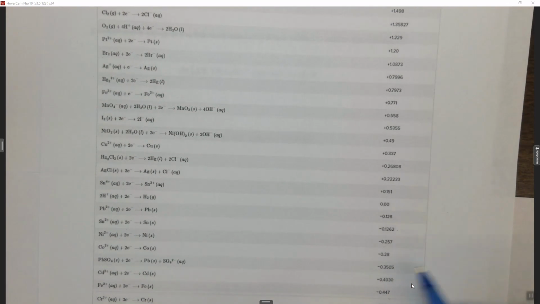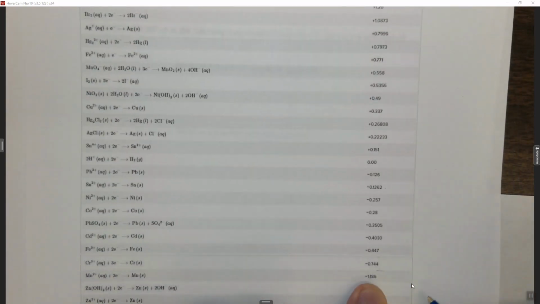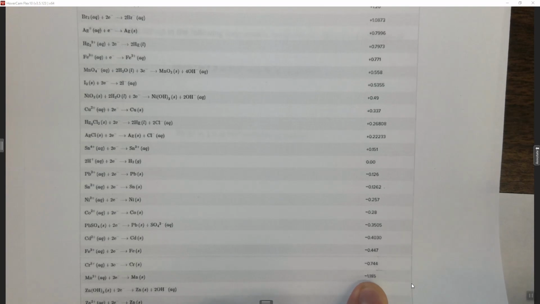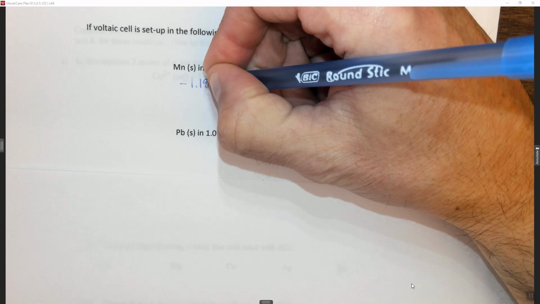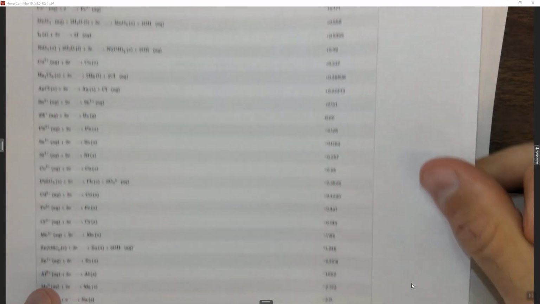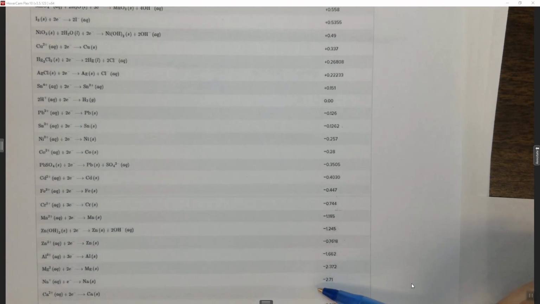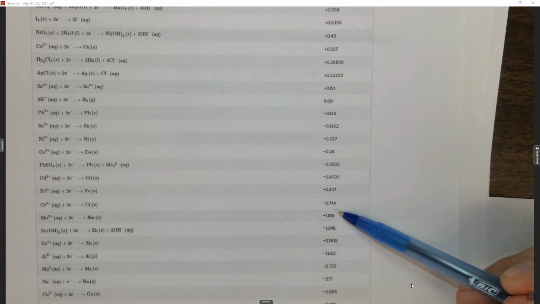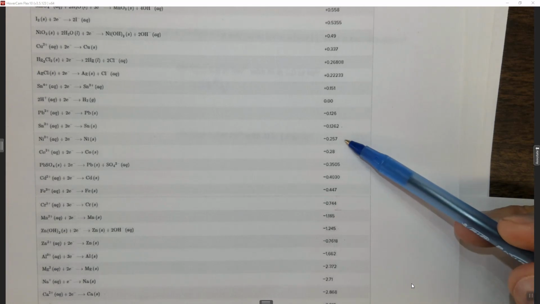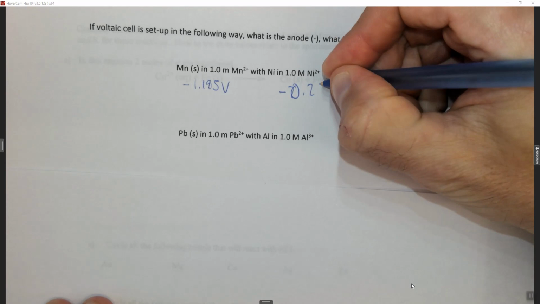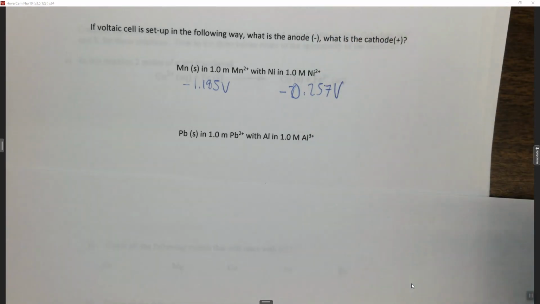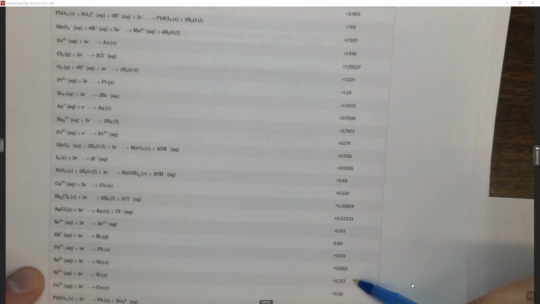So if we look at manganese in Mn2+, we find that it's negative 1.185 volts. Okay. And then if we find nickel, so remember that manganese is all the way down here. Okay. And nickel is up here at negative 0.257 volts.